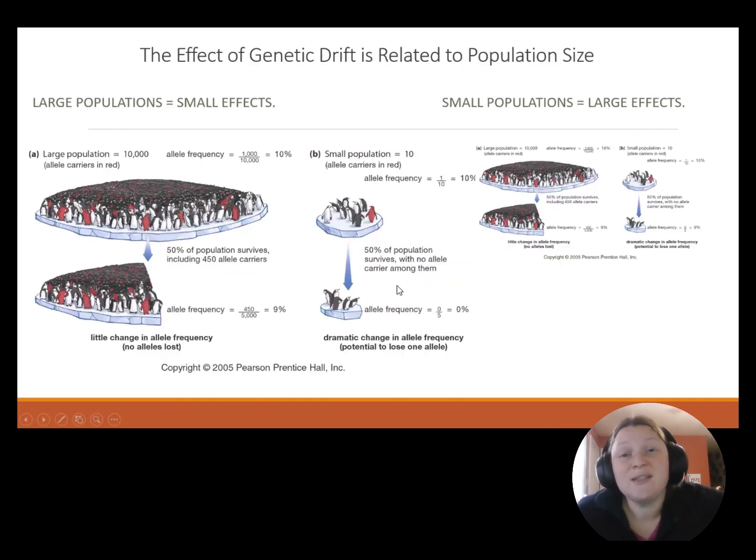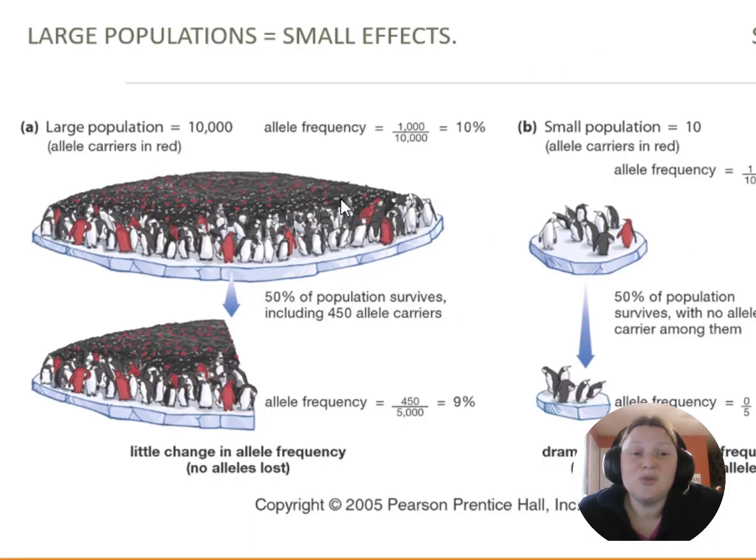And again, this is directly related to population size. So if we have a huge population, this is 10,000 penguins, and there's this weird allele that causes some of them to be red. That allele is found at a 10% frequency in this huge population of 10,000 penguins. If something happens and half our penguins die off, we see that the allele frequency of the red allele is going to decrease a little, but it did not disappear.